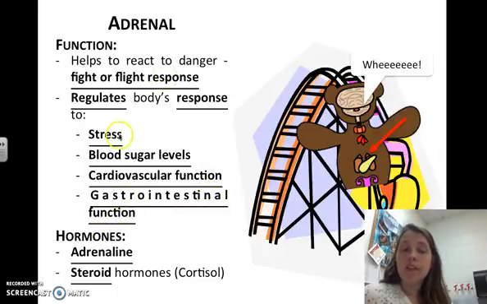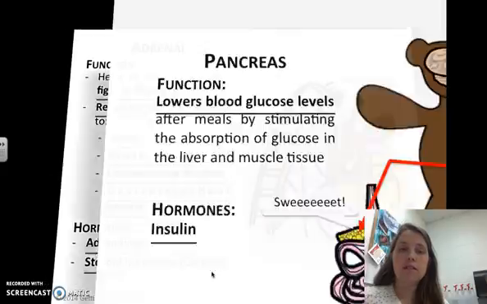So the fight or flight will manage your stress, so make you sweat or make your eyes dilate. Your blood sugar levels, it will give you an increase in energy when this is going. That's why you often feel really energetic and, I guess, kind of shaky when you have an adrenaline rush. Your heart beats fast and your digestive system actually slows down. And that's because of the hormones adrenaline and the steroid hormone cortisol. Okay, those are the two big hormones that come out of the adrenal gland.